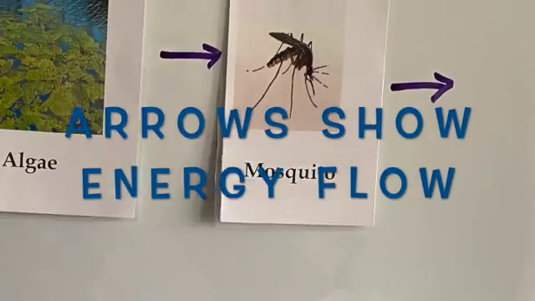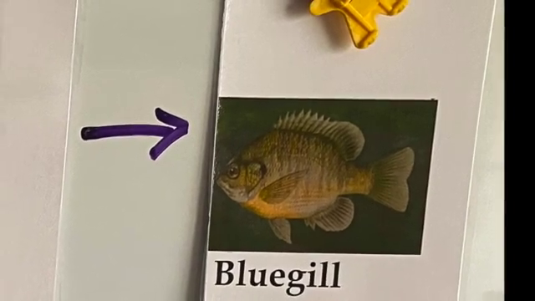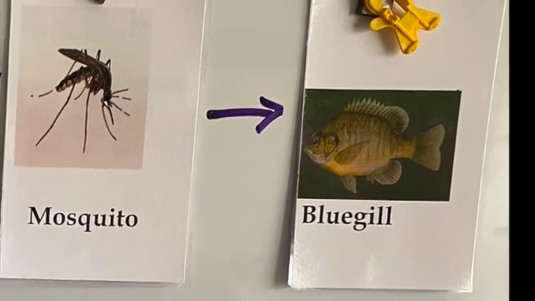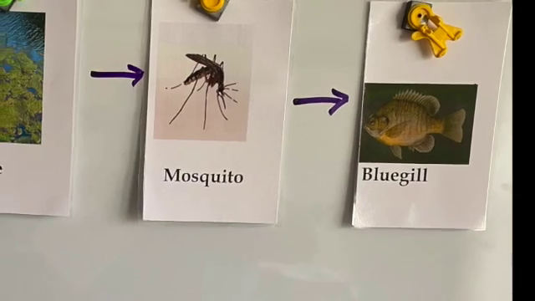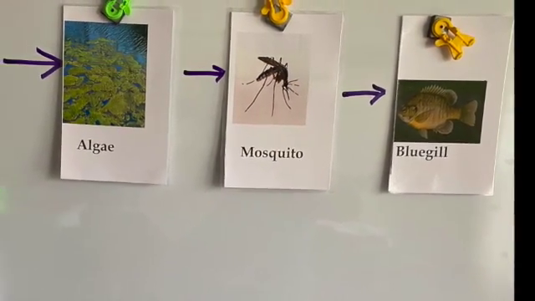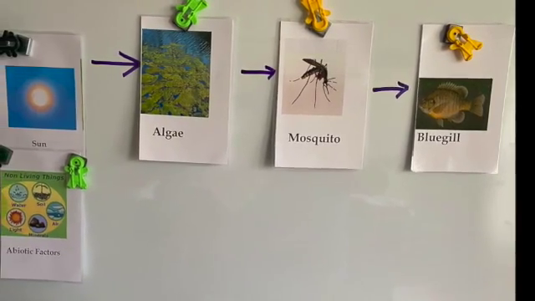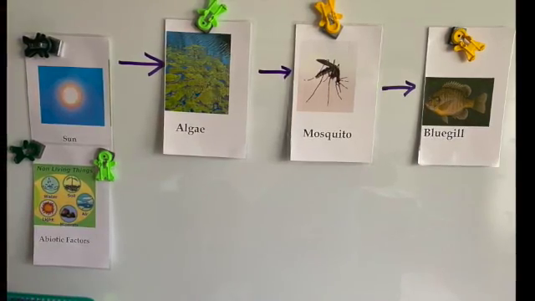Okay, it's time for the mosquito to give its energy to the next consumer, so you know what's coming. Arrows show energy flow. The mosquito's energy went to a bluegill. Bluegill live in fresh water like ponds, rivers, and lakes. Bluegills will eat zooplankton, insect larvae, crayfish, leeches, snails, and small fish. Larger fish, birds, turtles, and humans eat bluegill. So let's check out where the bluegill's energy is going.